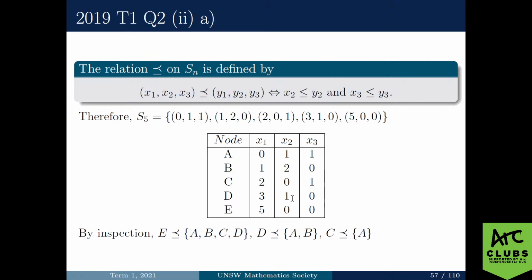Yeah, right? Because 1 is less than or equal to 2, and 0 is also less than or equal to 0, right? And we can keep going. So B is not going to be related to anything because 2 is actually the highest value of x2 in this set of numbers, okay?